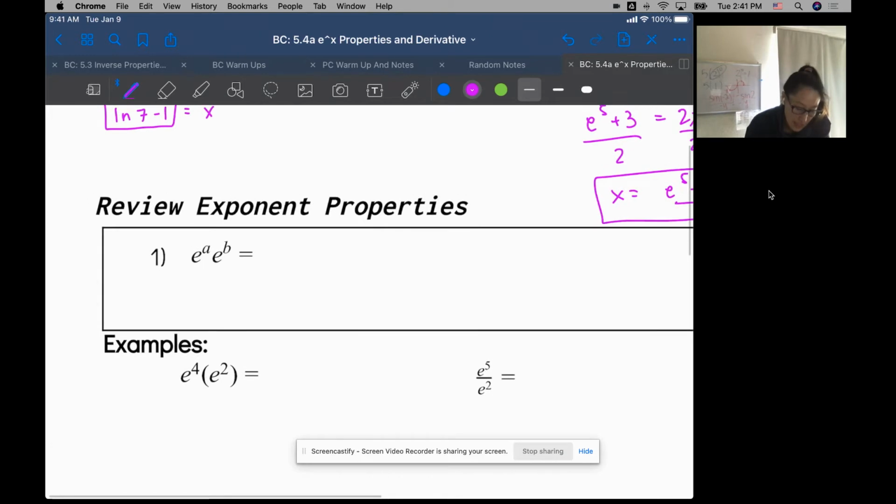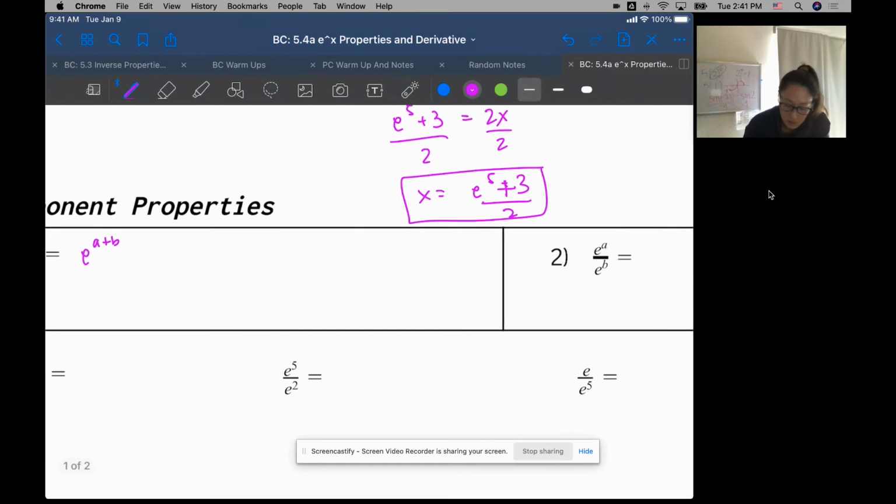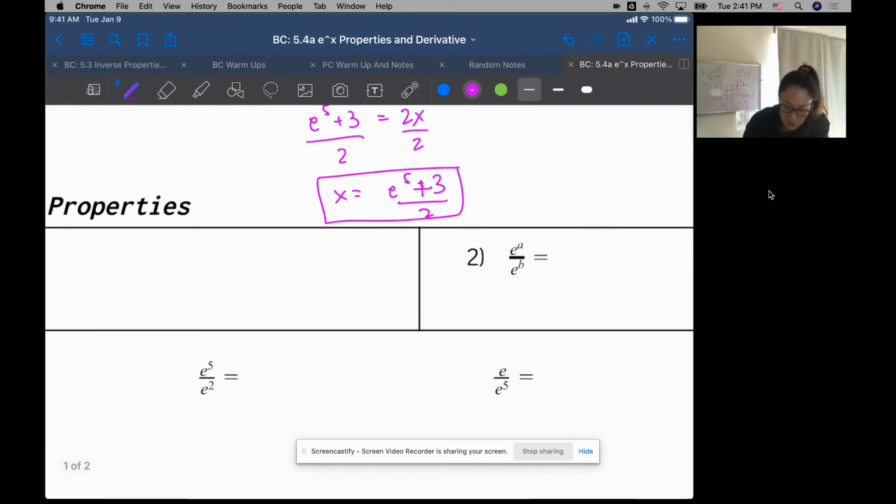Okay, a couple properties. If I have e to the a times e to the b, using our exponent properties, that would be e to the a plus b. And then e to the a over e to the b, exponent rules, the base is e, and I'm subtracting the exponents, a minus b.